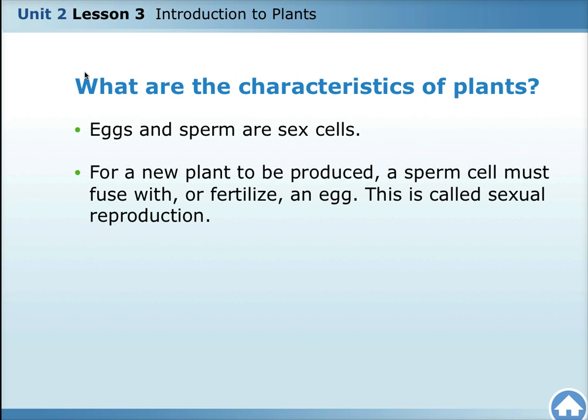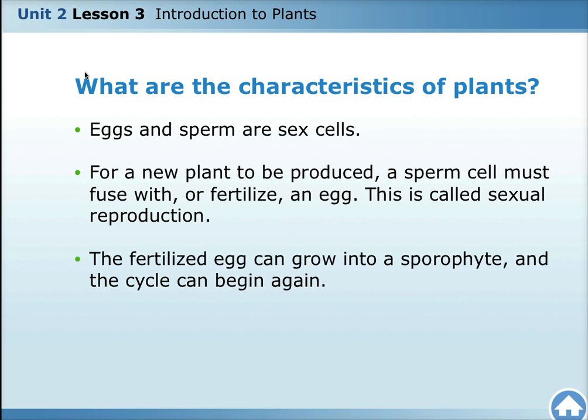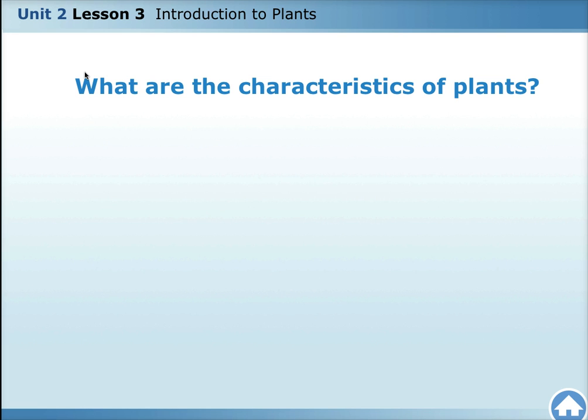Eggs and sperm are sex cells. For a new plant to be produced, a sperm cell must fuse with, or fertilize, an egg. This is called sexual reproduction. The fertilized egg can grow into a sporophyte, and the cycle can begin again.